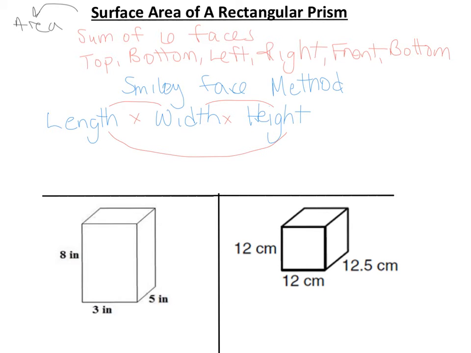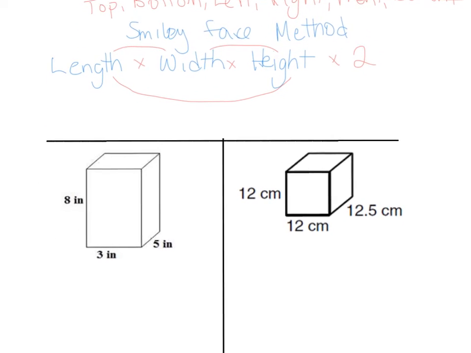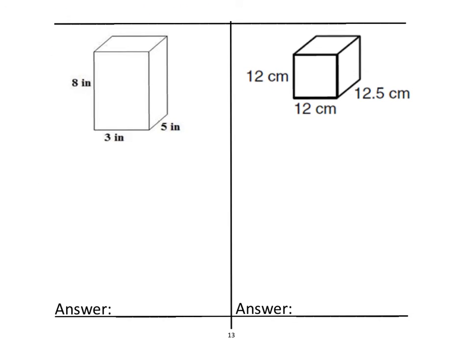But we can't just do those 3 multiplication problems because that's only going to account for 3 of the faces. We have to take into account that the top and the bottom are the same, so we would multiply by 2. The left and the right are the same, so we would multiply by 2. The front and the back are the same, so we would multiply by 2. And that shouldn't say bottom, that should say back. Sorry. My apologies. So now, let's go through and do 2 examples.